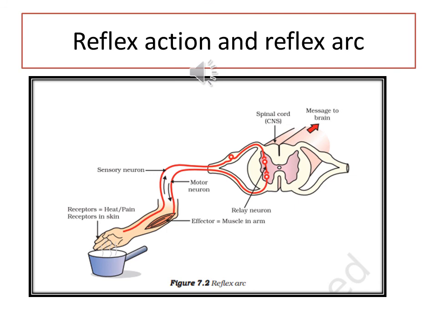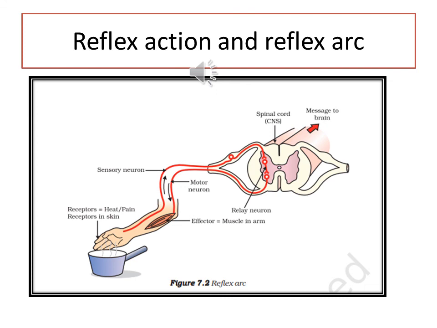So here is an effector, that is muscles in the arms as shown in the figure, but at the same time one segment of information is sent to the brain, a message that such and such conditions have taken place and we have taken such and such action. Such a message is sent to the brain for further development.